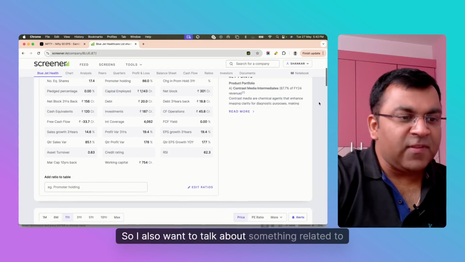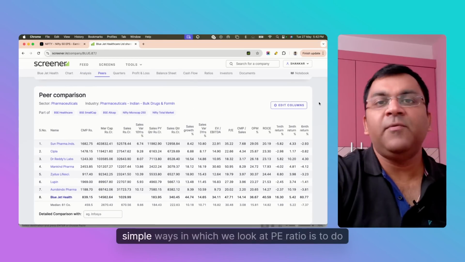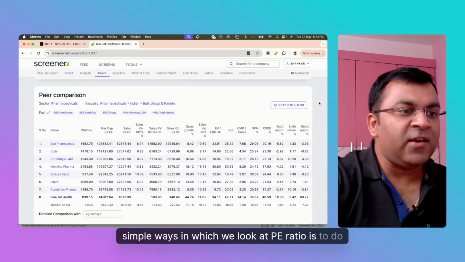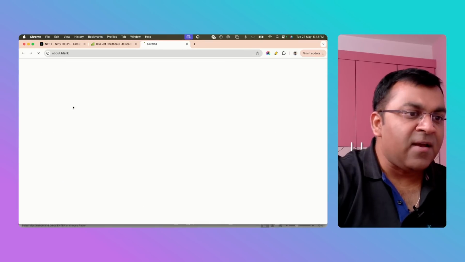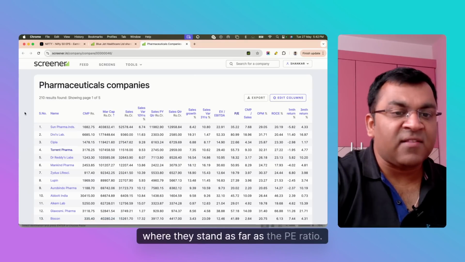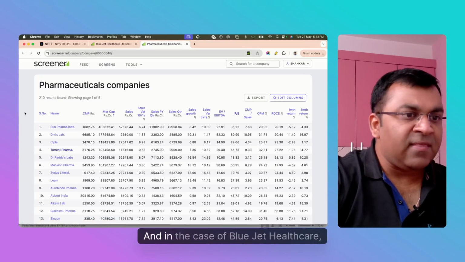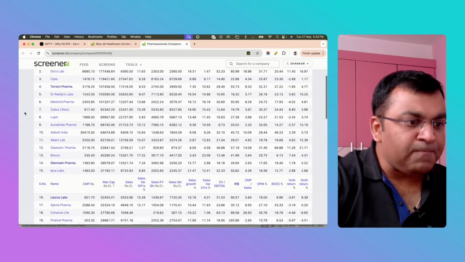So I also want to talk about something related to the P/E ratio. Now, one of the simple ways in which we look at the P/E ratio is to do a relative comparison. That is, we try and understand where other comparable companies stand as far as the P/E ratio. And in the case of BlueJet Healthcare, we would want to look at some companies.